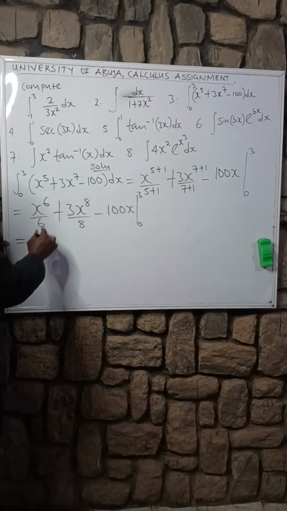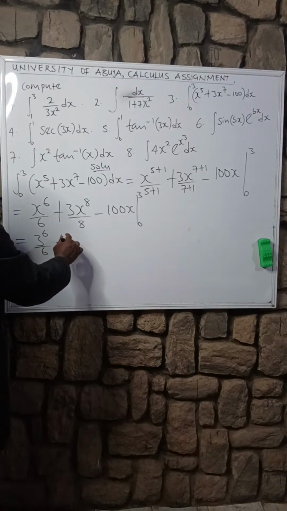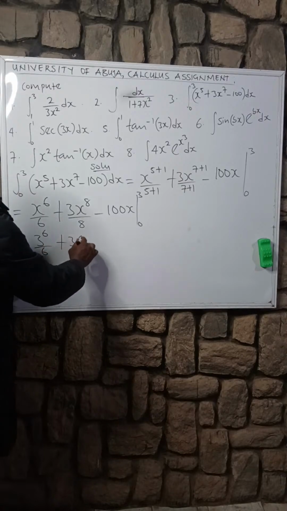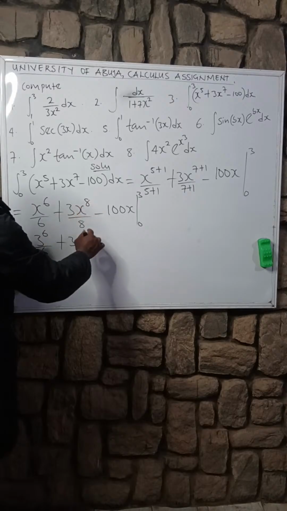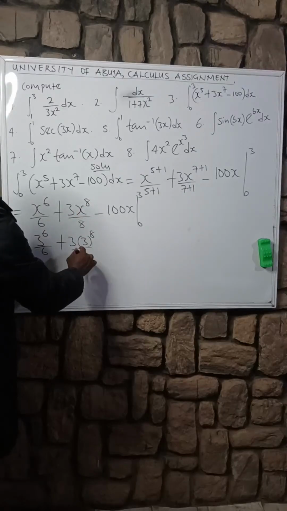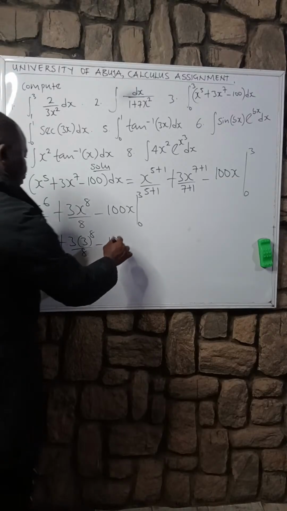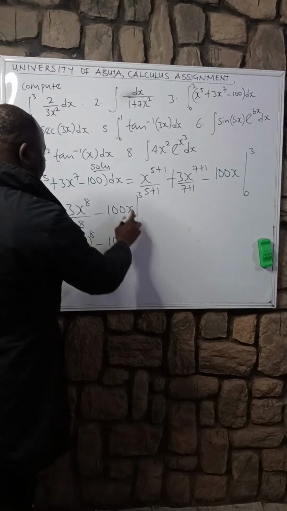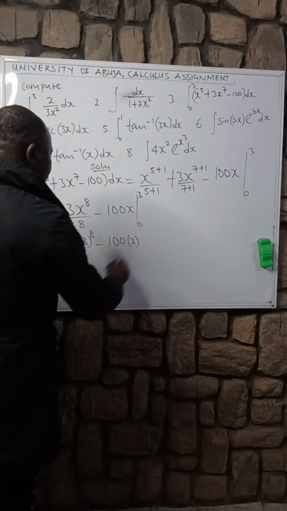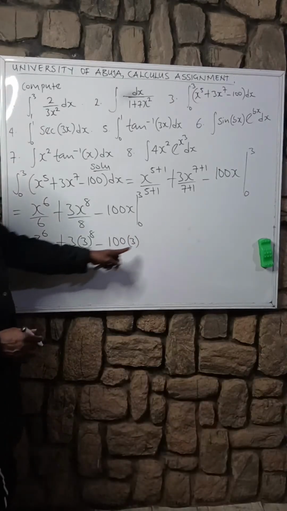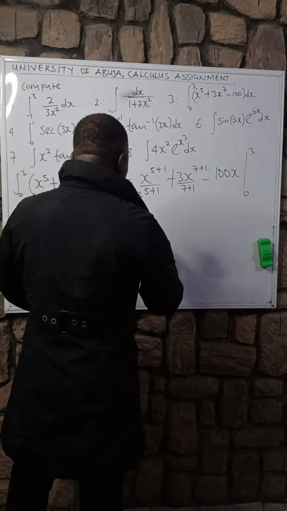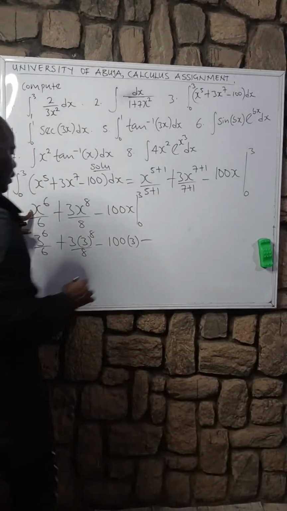Okay, so what we need to do here is anywhere we see x, we write 3. So here will be 3 raised to the power 6 all over 6, plus 3 open bracket 3 raised to the power of 8 all over 8, then minus 100 in brackets 3, then minus the lower limit. The lower limit is what? 0.